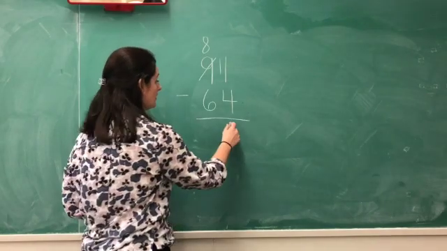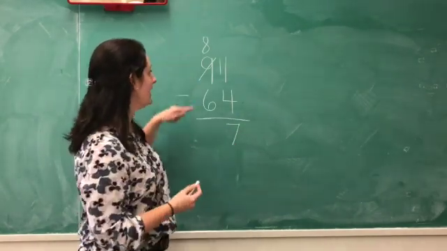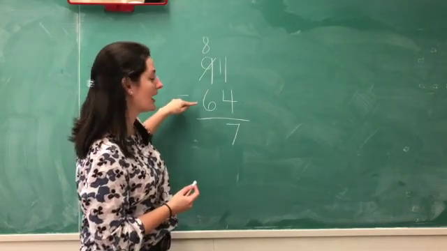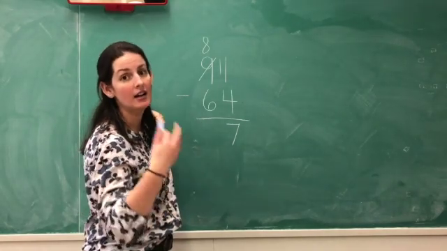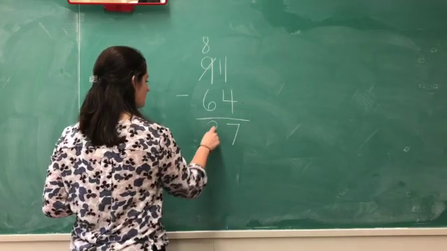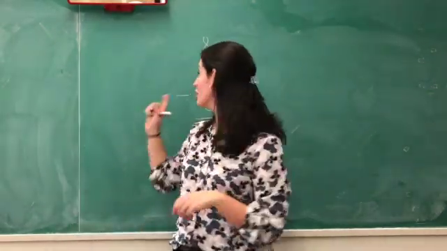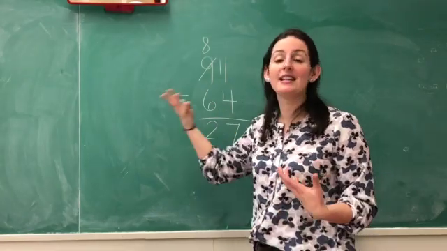Good, yeah, 7. And then 8, because now we have an 8, this is not a 9 anymore, now it's an 8. 8 subtract 6 is, beautiful, 2. Our answer is 27.